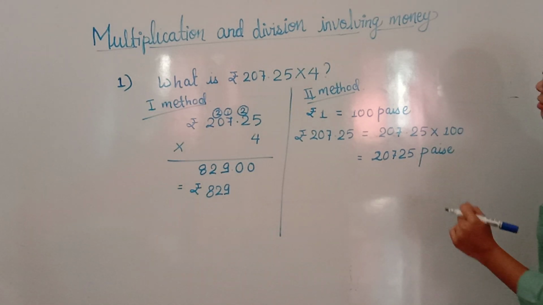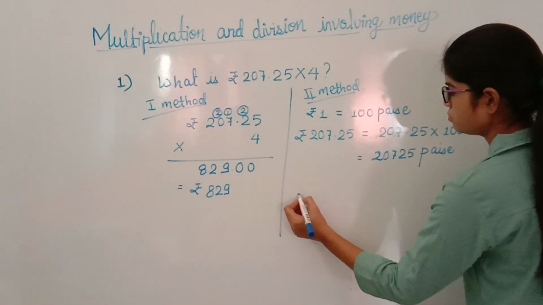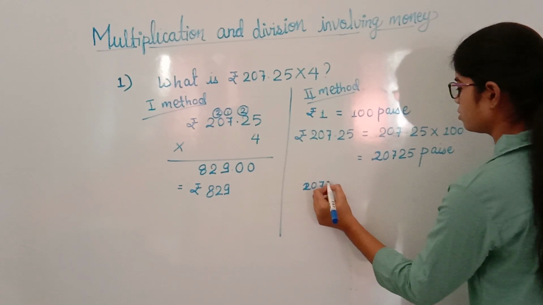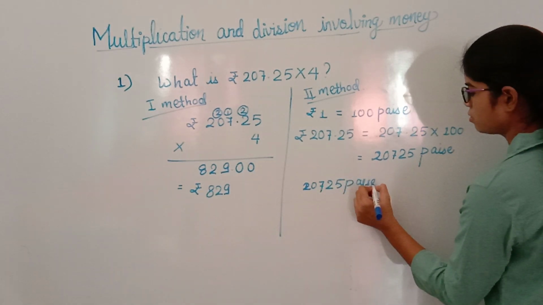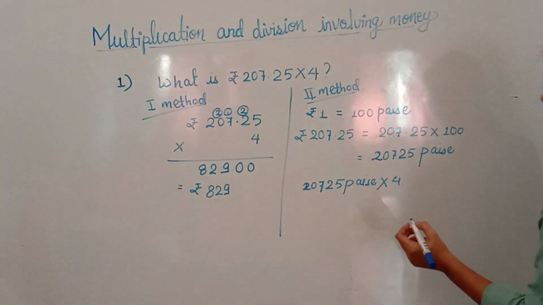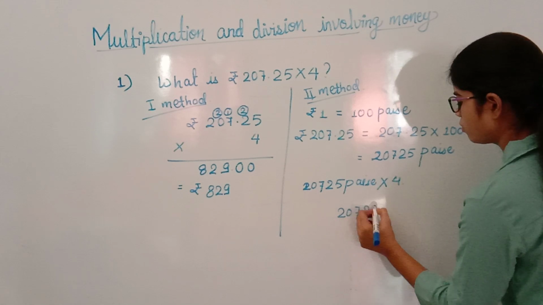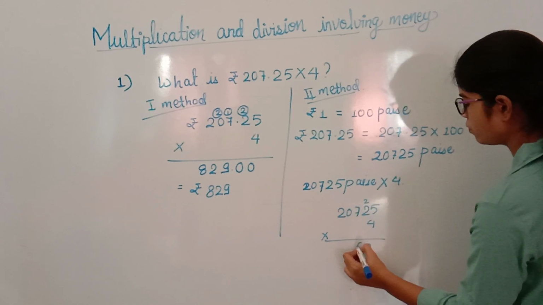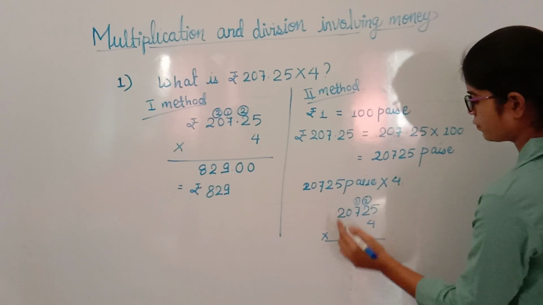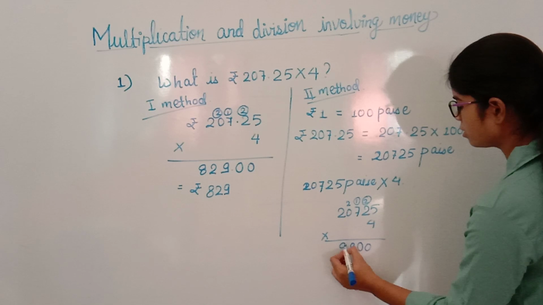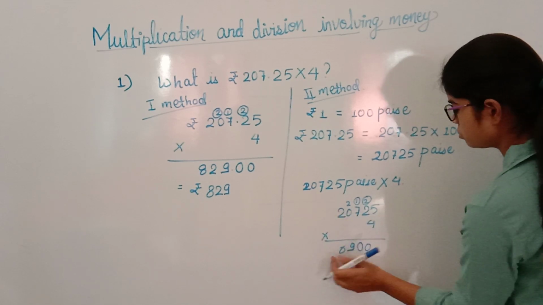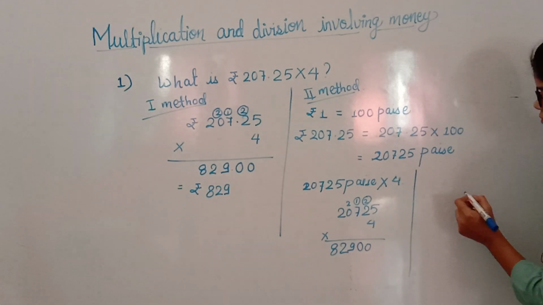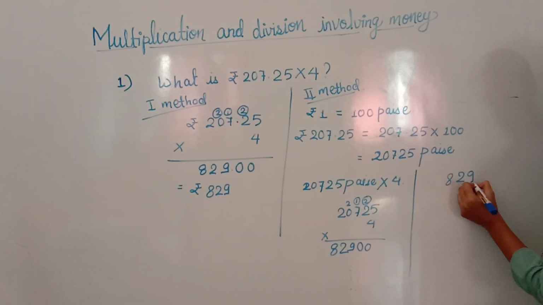Okay, we got this. After this, we multiplied it by 4. 207.25 paise multiplied by 4, by the same process: 5 4s are 20, carry 2; 4 2s are 8 and 2 is 10, carry 1; 4 7s are 28 and 1 is 29, carry 2; and 4 2s are 8. So we got 82,900 paise.